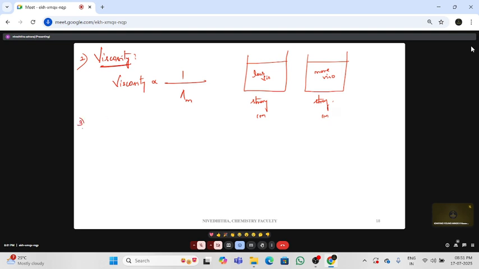Next is the size of the ion. Kana, now tell me how this molar conductivity depends on the size of the ion.